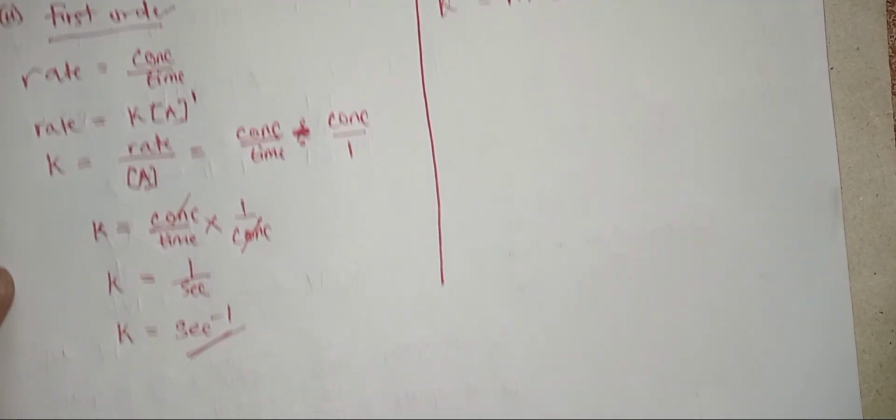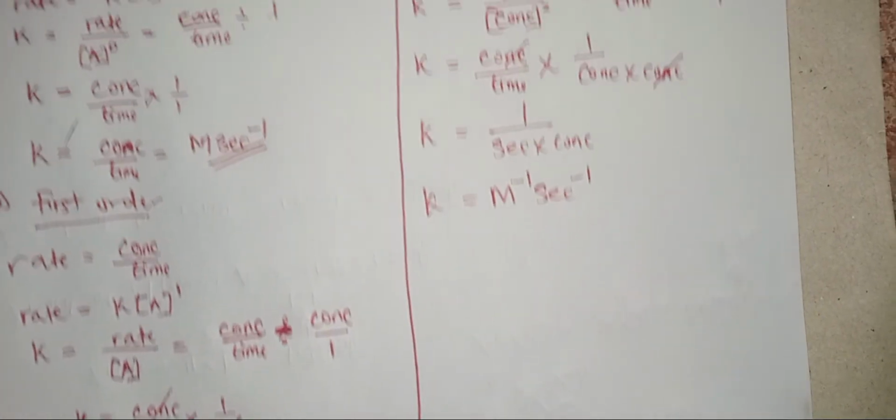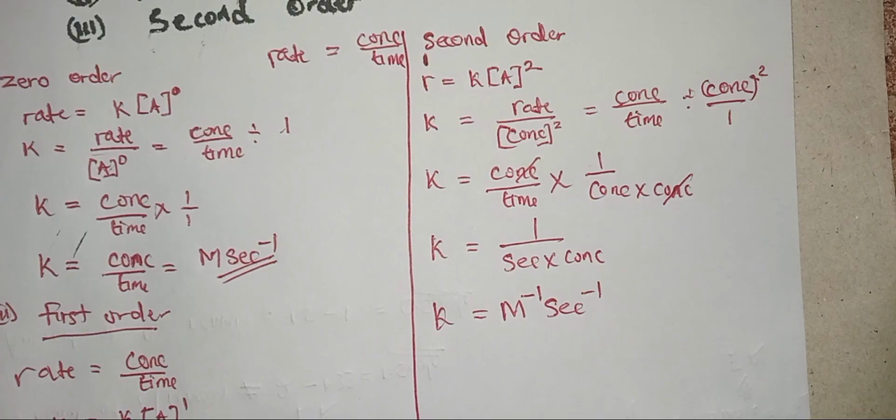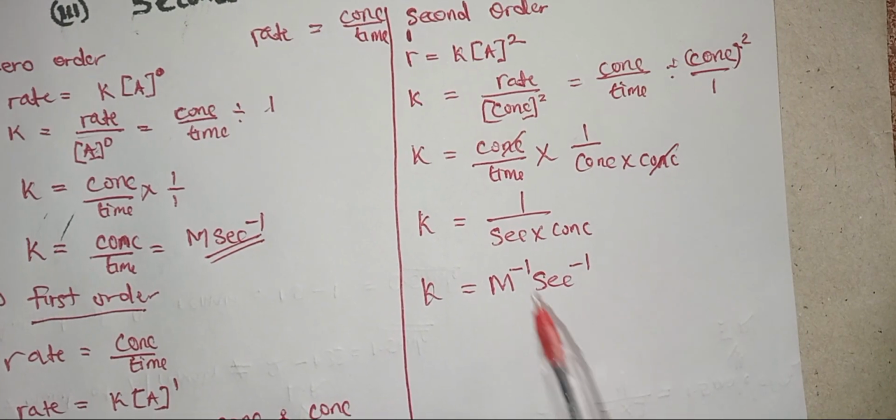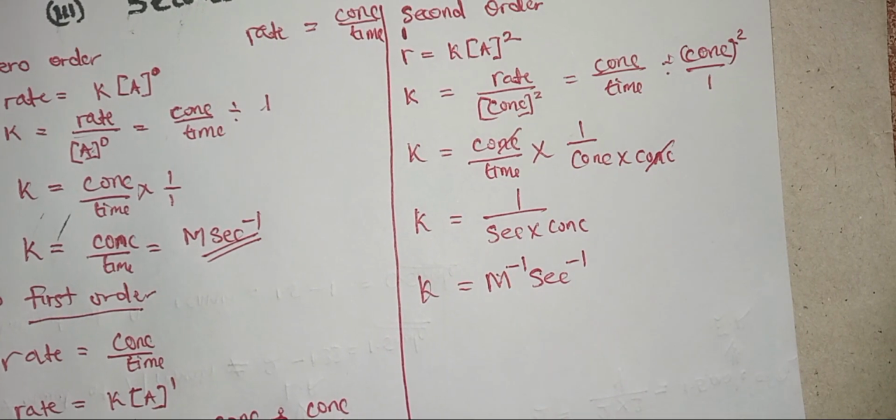The unit for the first order is going to be per second, and the zero order will be molar per second.